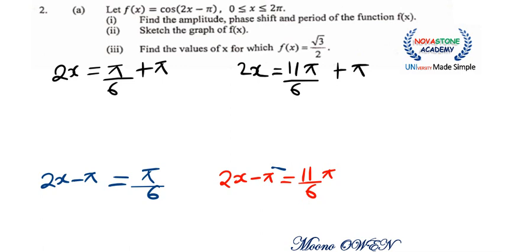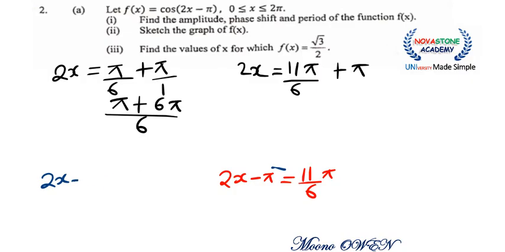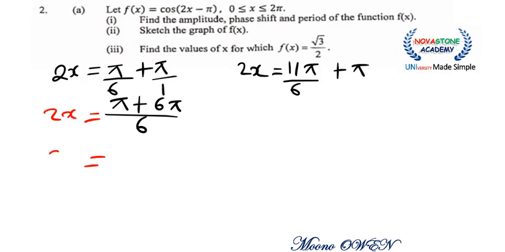So what do I now do? I can now solve. I can find the common denominator. The common denominator is 6. 6 into 6 is 1. 1 multiplied by pi is pi, plus 1 into 6 is 6. 6 multiplied by pi, I'm going to have 6 pi. Therefore, if I continue with this one, this is 2x. So pi plus 6 pi, that is 7 pi over 6. Okay, that is what I have.